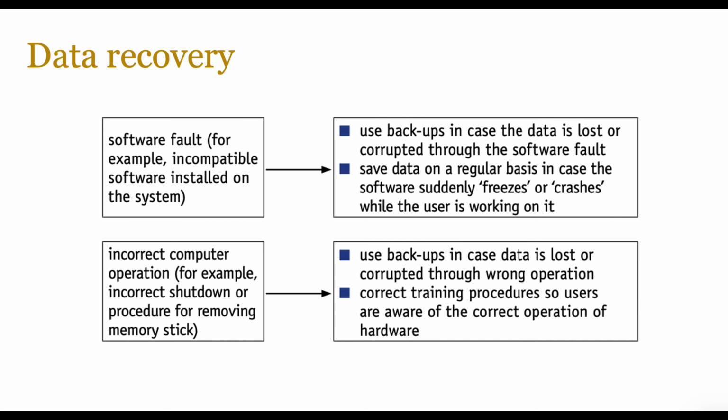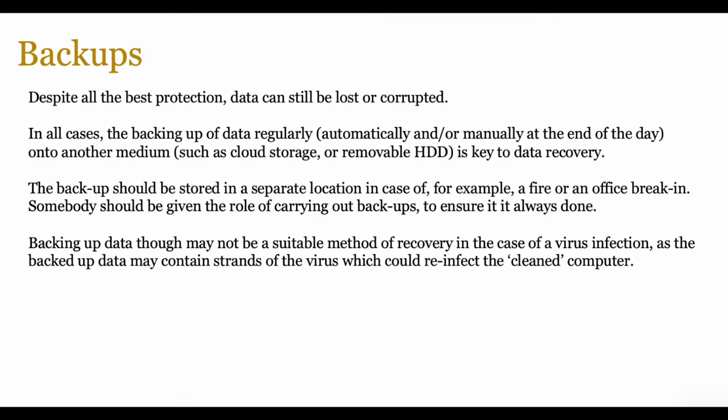Incorrect computer operation is another key way of losing data. For example, shutting down the computer while you're saving or removing a memory stick. Again, backups come in handy here, along with correct training procedures, so users are aware of the correct operation of hardware. So you simply don't shut things down while you're saving. So since backups is such an important measure to prevent against data loss, let's look at that in a bit more depth.